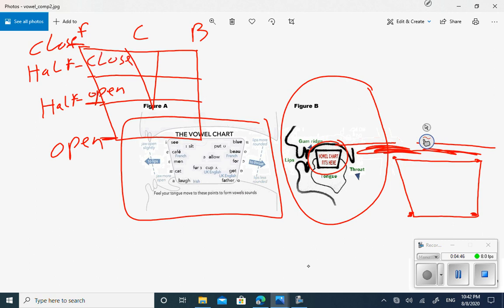So when we look at the chart, we can identify the different parts of the tongue. We can say that this vowel or that vowel is produced by using the front of the tongue, or the central of the tongue, or the back of the tongue. We can say that the tongue is raised to the closed position, or to the half closed position, to the half open position, or to the open position, or somewhere in between them.